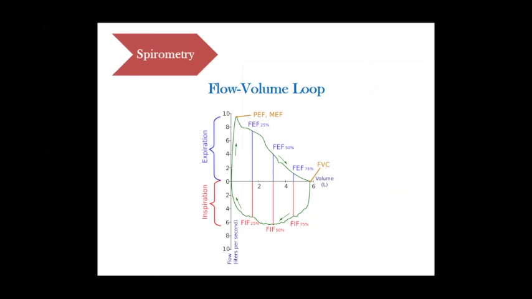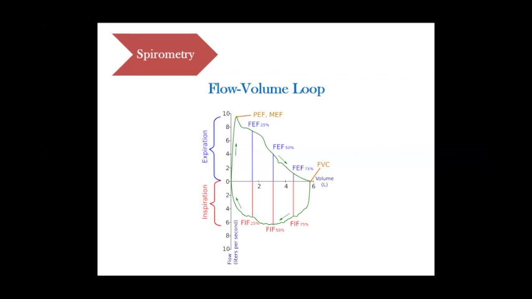Moving to the flow volume loop. The flow volume loop is the most commonly used and reported in a pulmonary function testing report. In the flow volume loop, the flow is on the vertical axis plotted against volume on the horizontal axis, with expiration always on the top part and inspiration in the lower part. We look at several parameters on the curve.